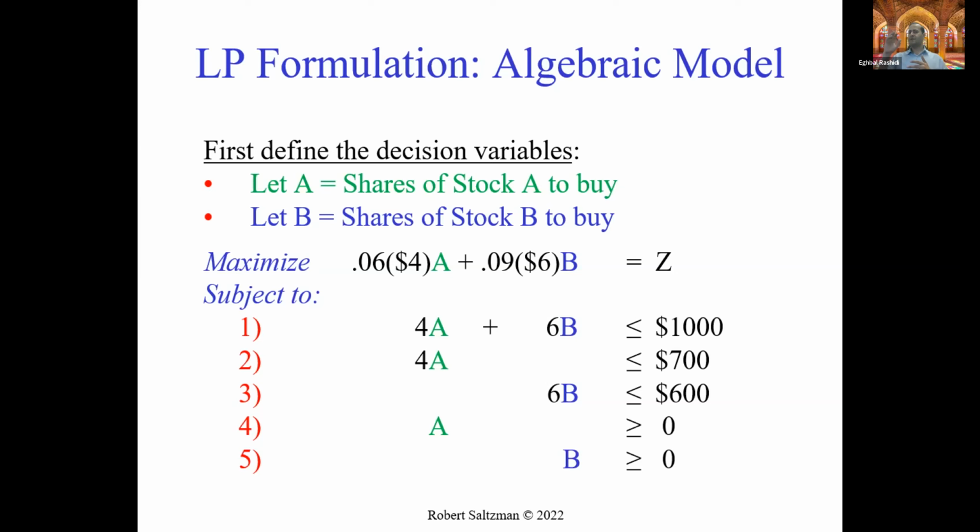The values that you see on the right-hand side of the inequality, for example, 1,000, 700, 600, 0, and 0, are called right-hand side, shown by RHS. And the values on the left, such as 4, 4, 1, 6, 6, 1, these are coefficients. They are called left-hand side numbers. And the numbers that you see in the objective function, for example, 6% multiplied by 4, which is 24%, are called coefficients, okay? So how to solve this problem?